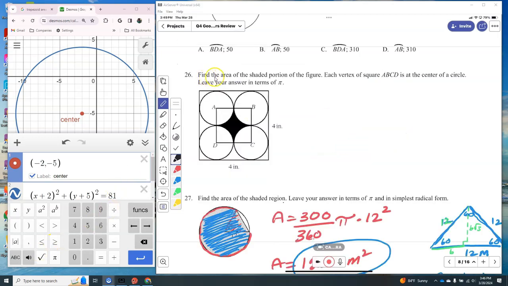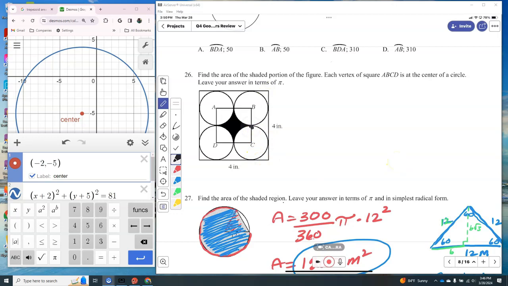It's C. Find the area of the shaded portion of the figure. Each vertex of the square is at the center of the circle. Leave your answer in terms of pi. So this distance is 4, so this distance has to be 2.